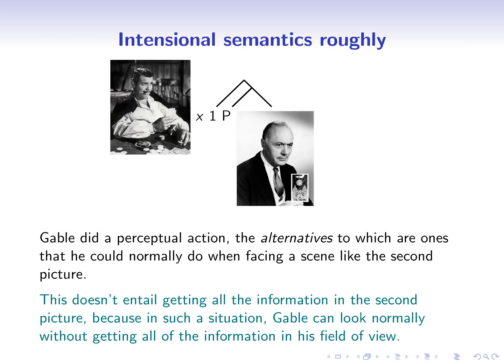This is the LF of the intentional version. Here we are going to include a normality condition in the semantics of the operator P, which is the embedding operator. The semantics is going to be roughly, Gable did a perceptual action, the alternatives to which are ones that he could normally do when facing a scene like the second picture. This doesn't entail Gable getting all the information in the second picture because in such a situation, Gable can normally look without getting all of the information in his field of view.